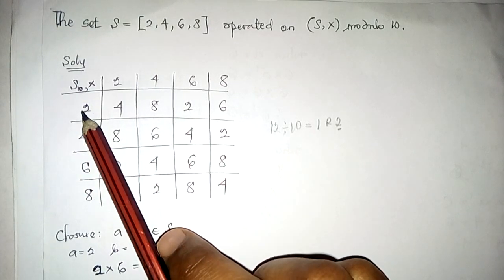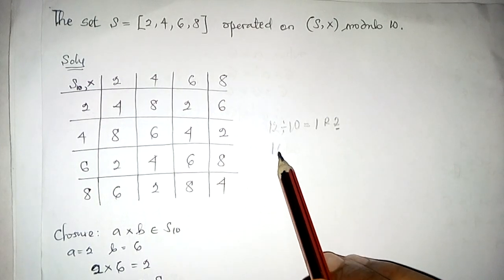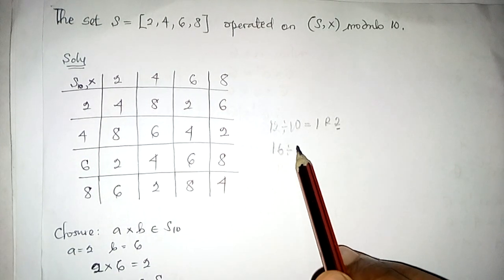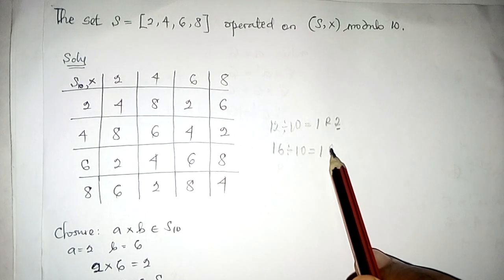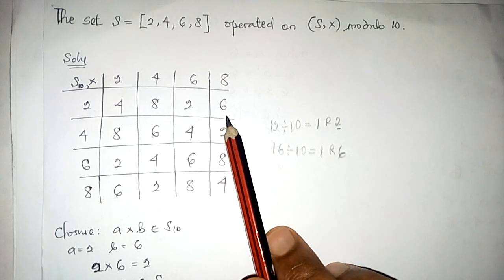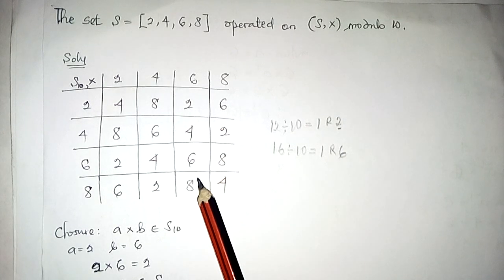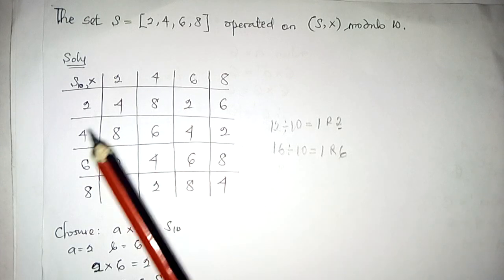We also do the same thing. 2 by 8 gives us 16. We have 16 divided by 10 gives us 1 remainder 6. We have to put the 6 down here too. So we can see that this is completed.